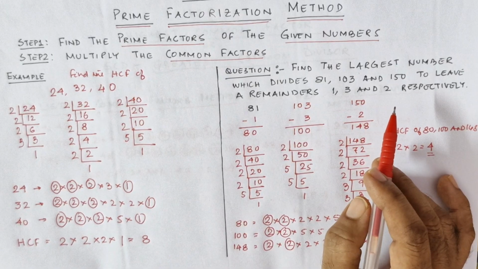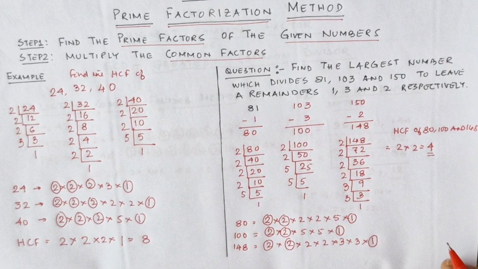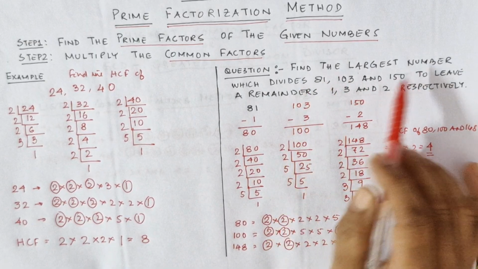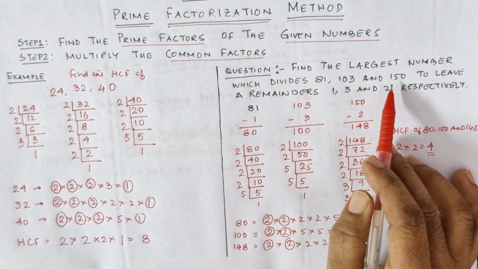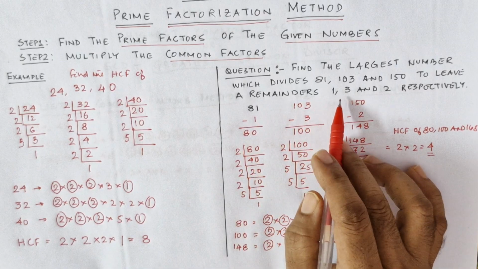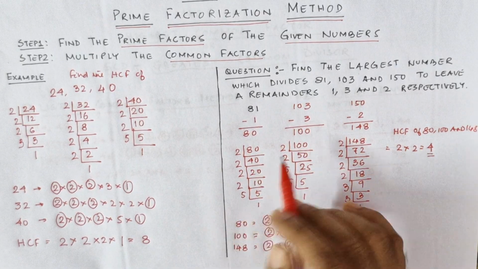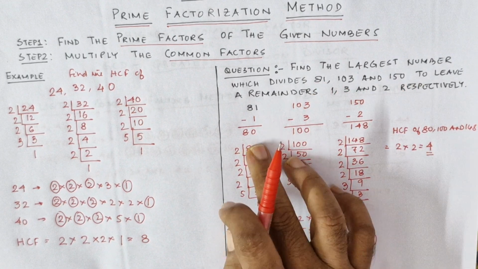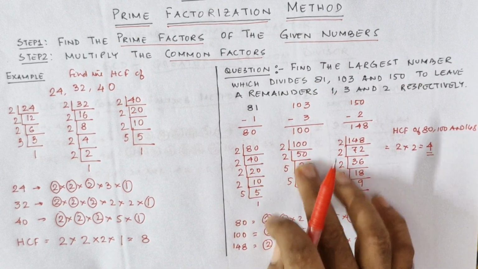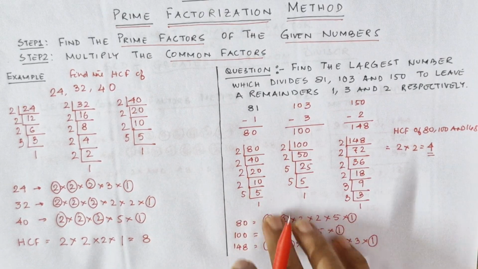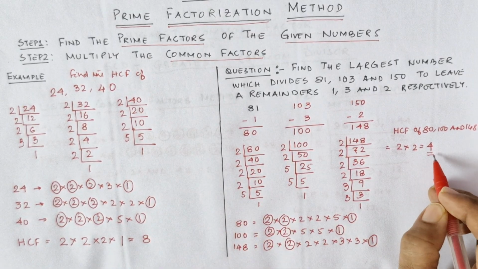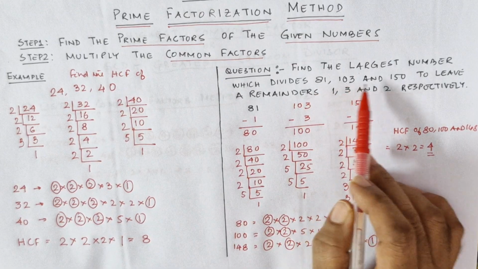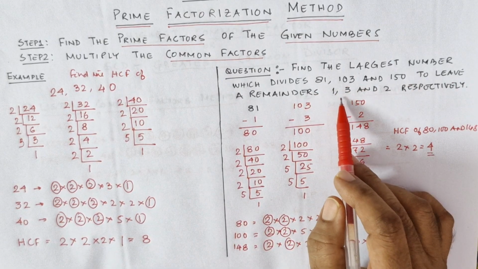Got it? So again, the question is: find the largest number which divides 81, 103 and 150 to leave remainders of 1, 3 and 2 respectively. What you need to do is subtract each of the remainders from the respective numbers, then find the factors, then use the prime factorization to find out the HCF. So here the answer will be 4, which divides 81, 103 and 150 to leave the remainders of 1, 3 and 2.